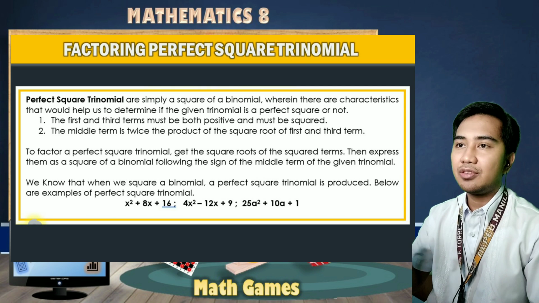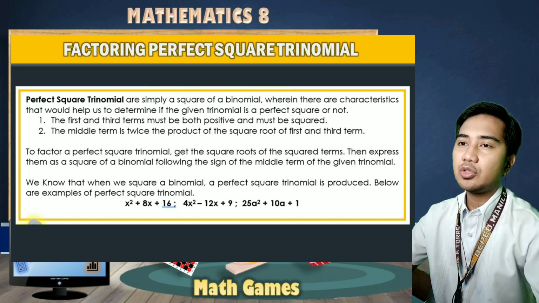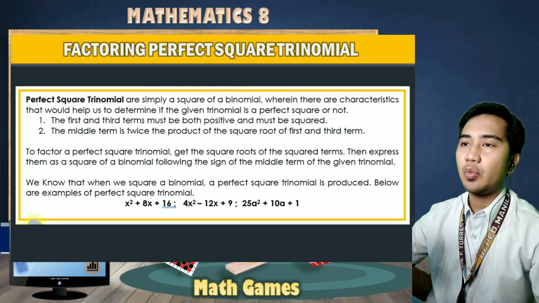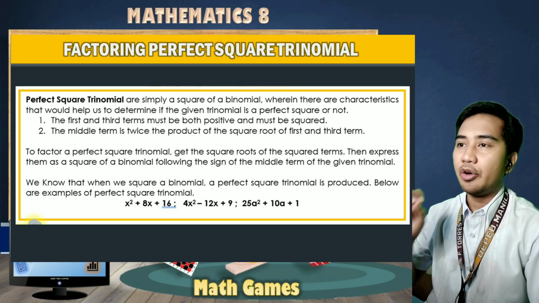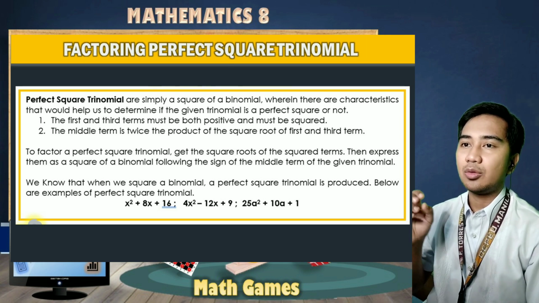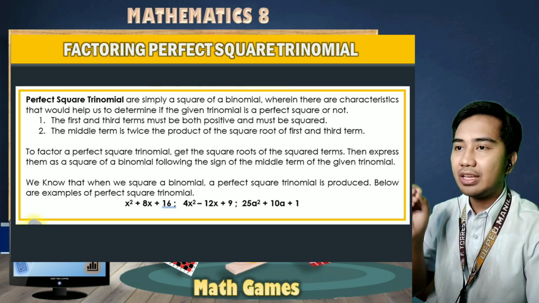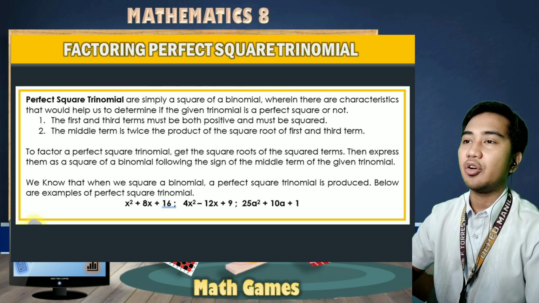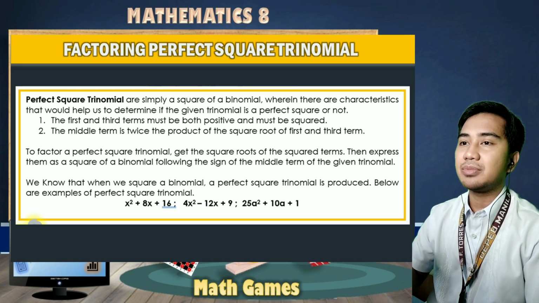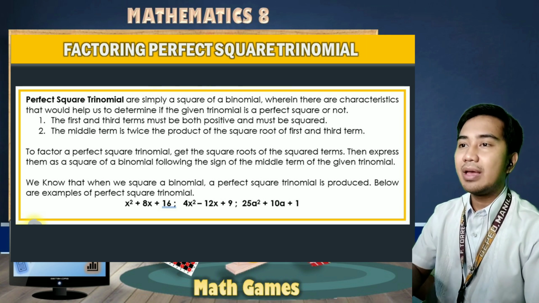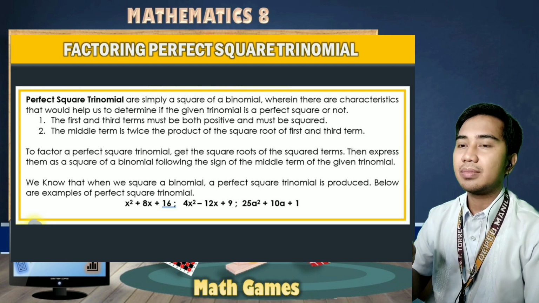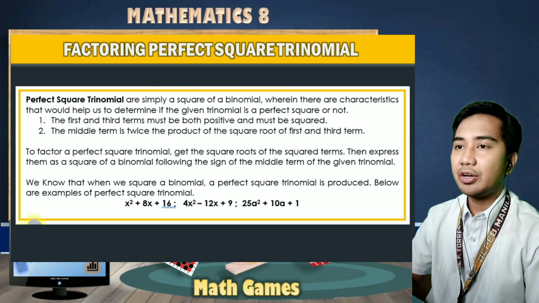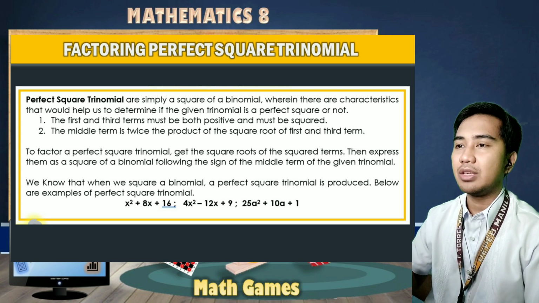Now, let's proceed to factoring perfect square trinomial. Perfect square trinomials are simply a square of a binomial, wherein there are characteristics that would help us to determine if the given trinomial is a perfect square or not. So the first one is the first and the third terms must be both positive and must be squared. Number 2, the middle term is twice the product of the square root of the first and the third term.